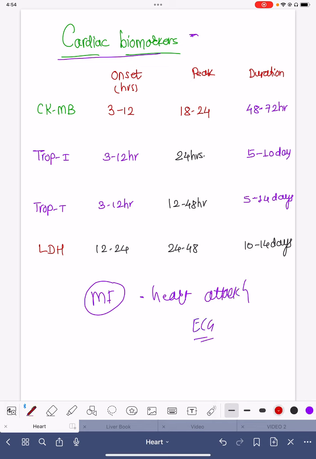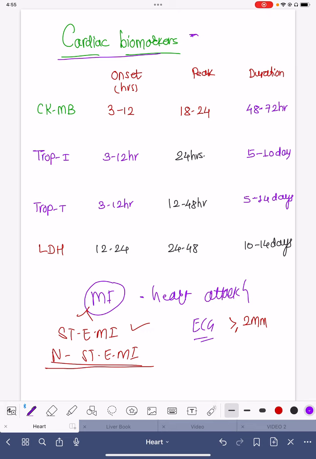So the ECG can tell us whether this patient has a heart attack or not, because this MI or heart attack can be either ST elevation MI or non-ST elevation MI. In ST elevation MI, we'll see ST elevation of more than or equal to 2 millimeters in the chest leads and/or more than 1 millimeter in the limb leads. Whereas in non-ST elevation MI, there may not be any ST elevation.